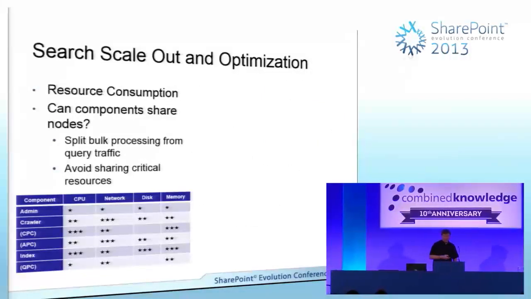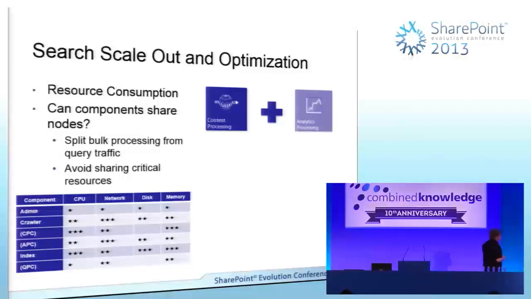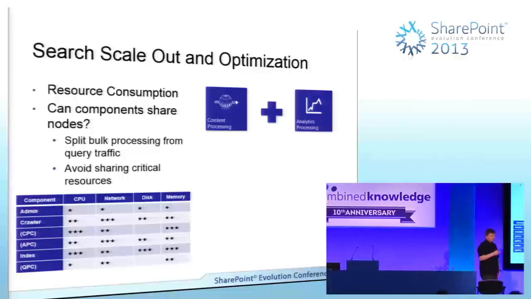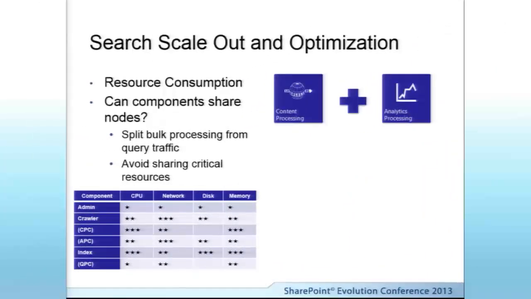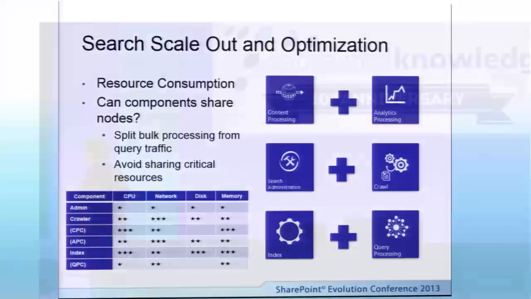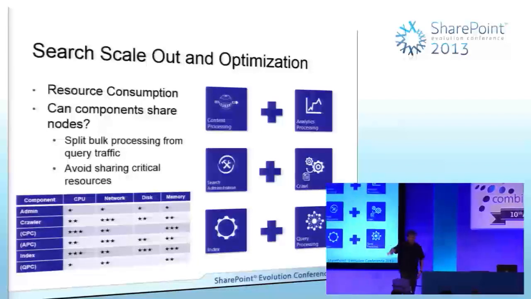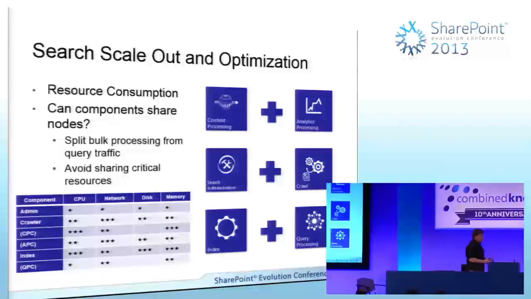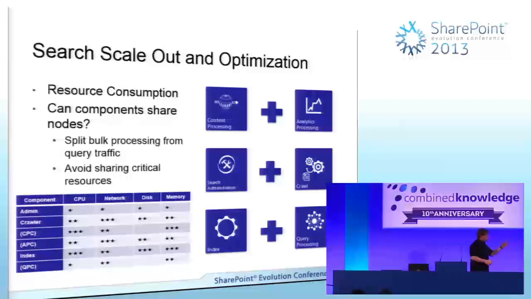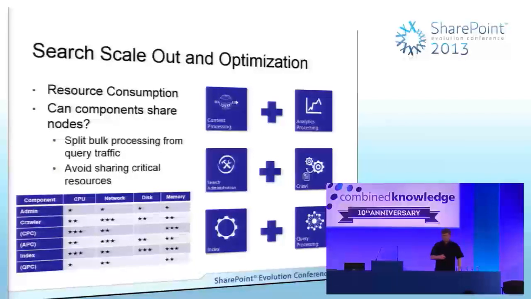Looking at what we can share and what we can't share. So content processing, in theory, you should share with analytics processing. They're different. They have different characteristics. You can have search administration running with crawl. Now, search admin and crawl, that was the same guideline we had in SharePoint 2010. The reason being, when your platform's crawling, it's unlikely you're going to be making changes. In some cases, you can't make changes. So therefore, the administration service is generally dormant at that point. So all the work is being done by the crawl engine. And then the on-disk index with the query processor.